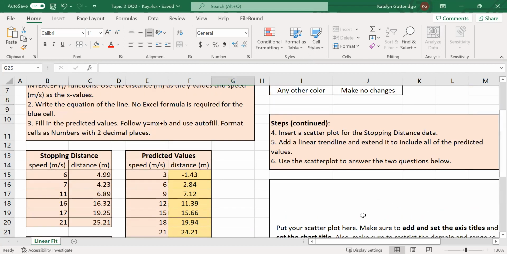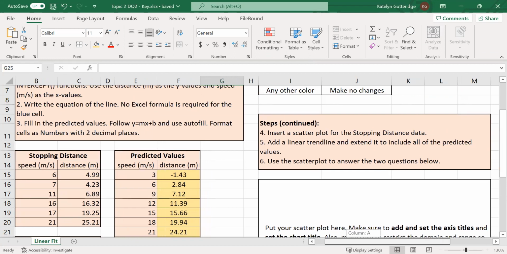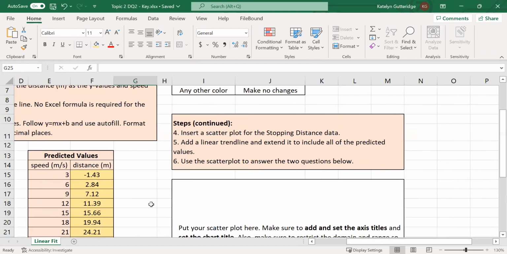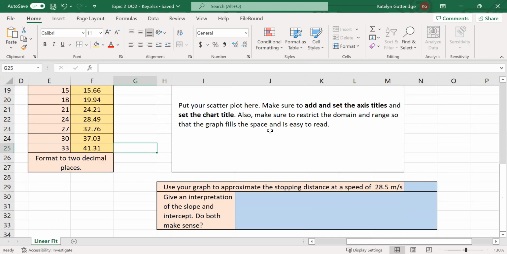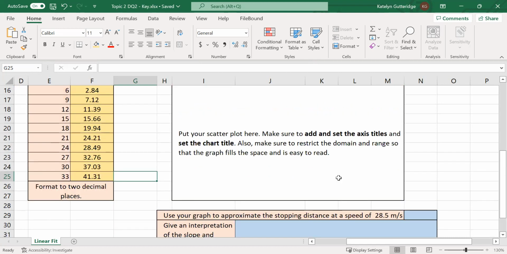Okay, so we are on the steps continued. We want to insert a scatter plot for the stopping distance data. That's the very original data. We want to add a trend line, a linear trend line, and extend it to include all of the predicted values, and then use the scatter plot to answer the questions below. So we have some questions below where we're putting the scatter plot.